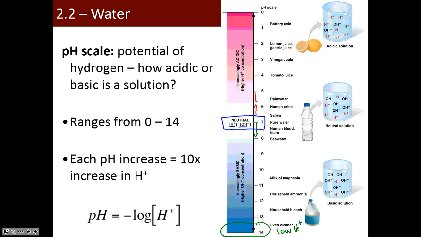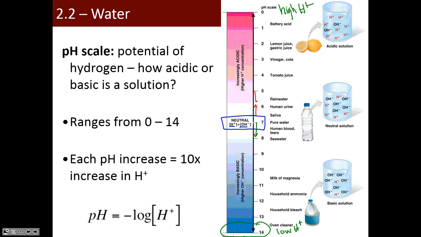And as you head towards 0, you're getting to a very high hydrogen ion concentration. Okay? And right in the middle, equal. The same amount of hydrogen ions to hydroxide ions, just like we started off in our pure glass of water at 7.